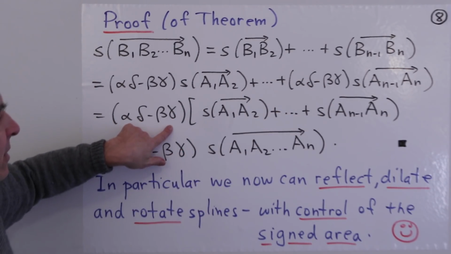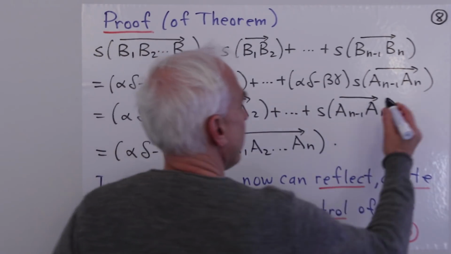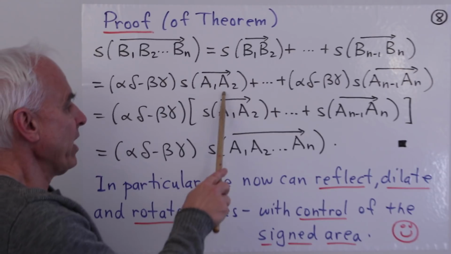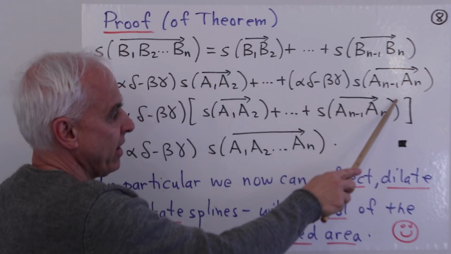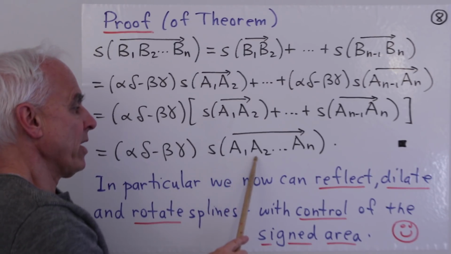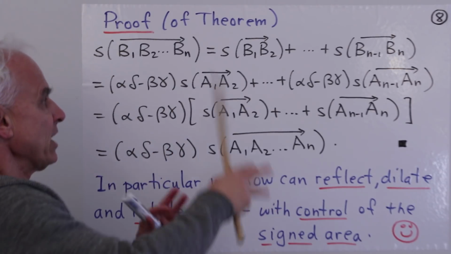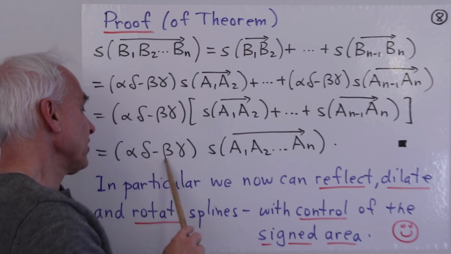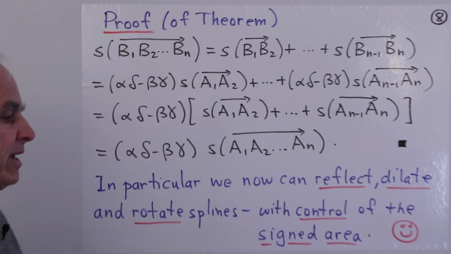So there's a common factor of alpha delta minus beta gamma in all of these expressions, so we can take that out front. And then there is a closed expression there involving the terms signed area of A1, A2, plus all the intermediate terms, all the way up to signed area of An minus 1, An. But this sum here is just the signed area of A1, A2, up to An. So we get what we want. The signed area of the transformed spline B1 through Bn is this multiple, alpha delta minus beta gamma, times the signed area of A1 through An, the original spline.